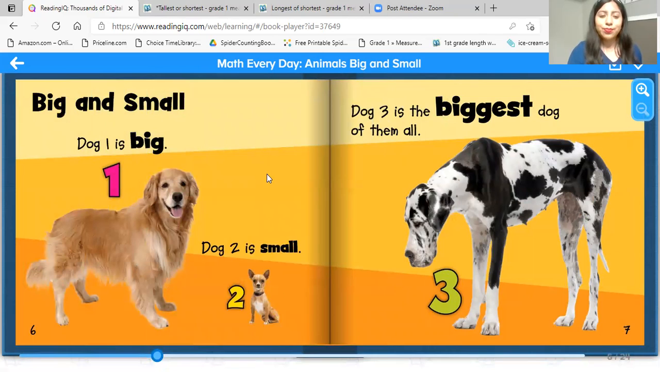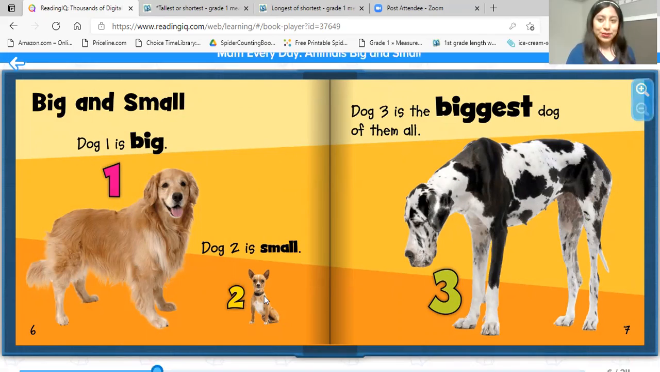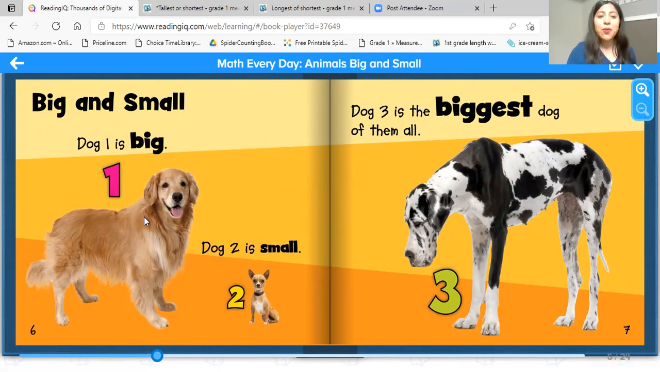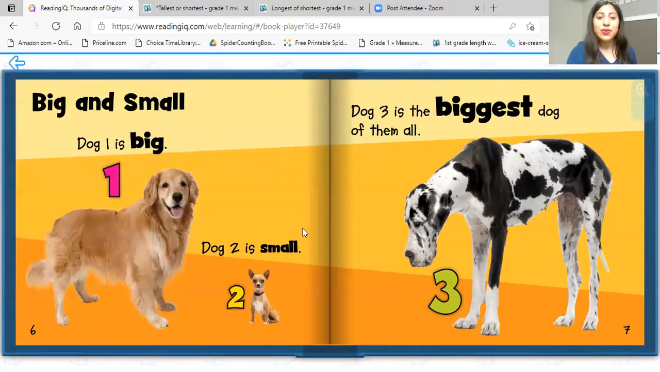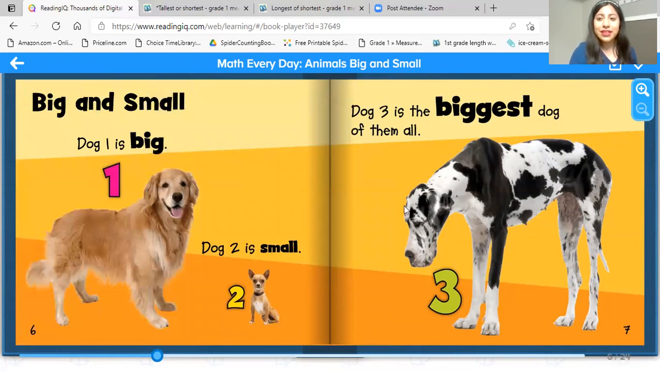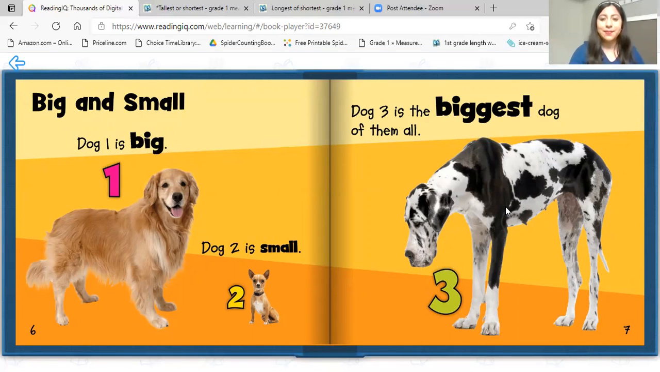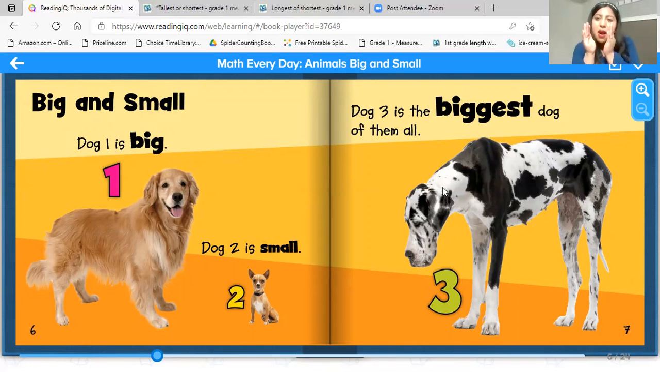Big and small. Which one of these two dogs do you think is bigger? Number one. What about which one's smaller? Number two. Yes, dog one is big and dog two is small. The third dog is the biggest dog of them all. So how many dogs do we have? We have three dogs, and the third one is the biggest. Number two is small.